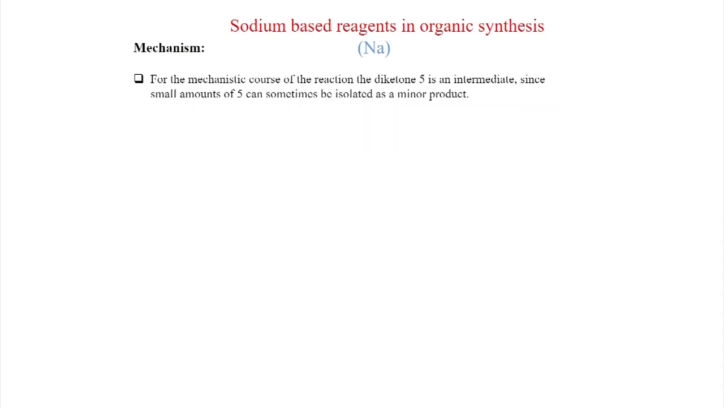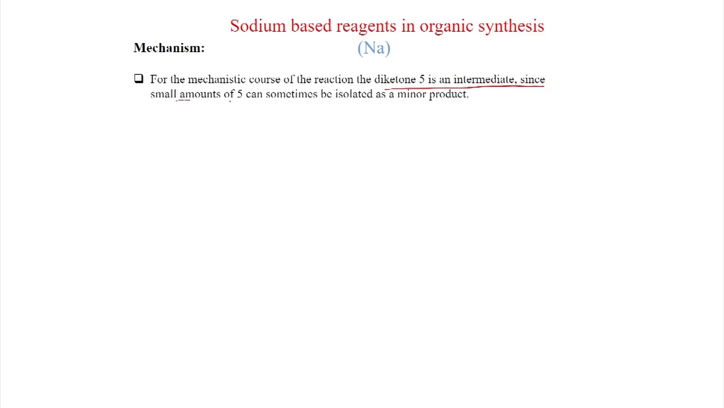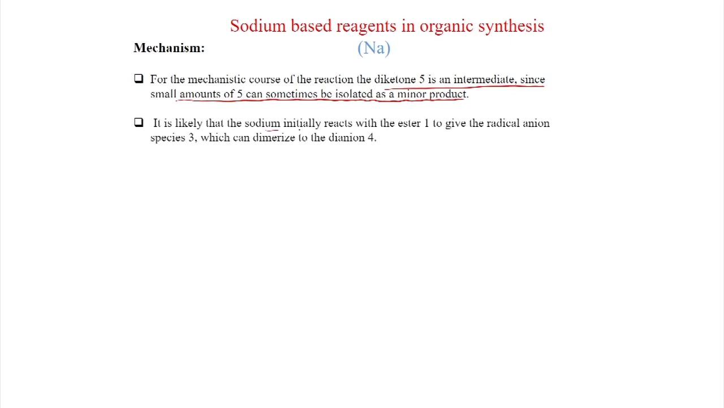Mechanism: for the mechanistic course of the reaction, the diketone 5 is an intermediate, since small amounts of 5 can sometimes be isolated as a minor product. It is likely that sodium initially reacts with the ester 1 to give the radical anion species 3, which can dimerize to the dianion 4.